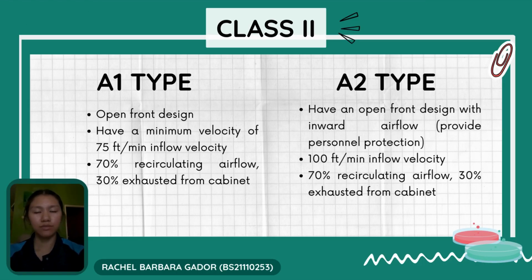Biosafety cabinet Class 2 can be divided into four types, which are A1, A2, B1, and also B2. The A1 type of biosafety cabinet is designed with an open front and has a minimum inflow velocity of 75 feet per min. The recirculating airflow is 70% while 30% is exhausted from the cabinet. The A2 type also has an open front design with inward airflow to provide personal protection, but with 100 feet per min inflow velocity and the same recirculating airflow of 70% and 30% exhausted from the cabinet.